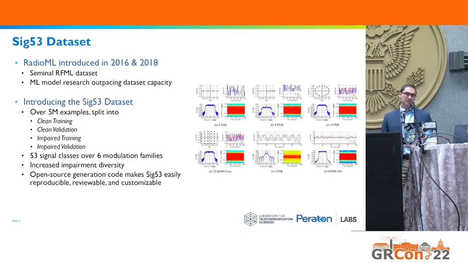Since we're now towards the end of 2022, one thing that we're finding is that the ML model research seems to be outpacing the dataset capacity of these initial RadioML datasets. Something that's not shown here, but we have in the paper that we submitted along with these slides, which I invite you to take a look at, is some empirical results showing this limitation with the dataset capacity.